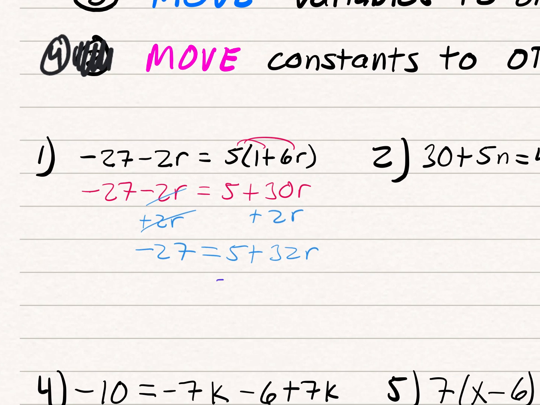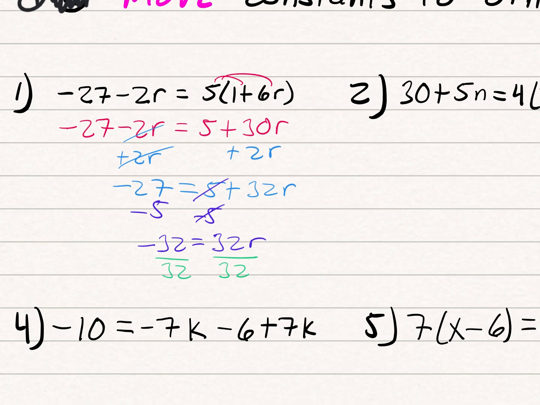And then we want to get the constants to the other side. So get the minus 5 on the other side. And then we get negative 32 equals 32r. And then we want to solve. So divide by 32, divide by 32. And then negative 32 divided by 32 is negative 1. So we got r equals negative 1.